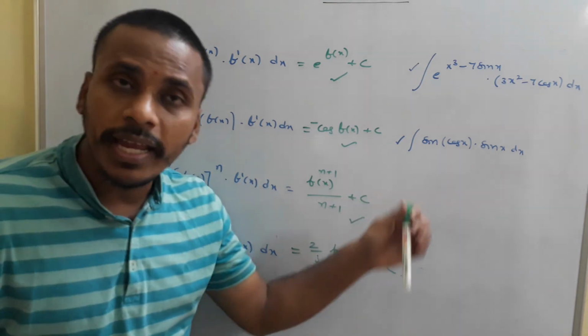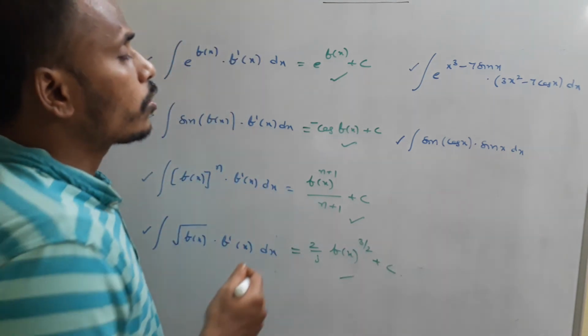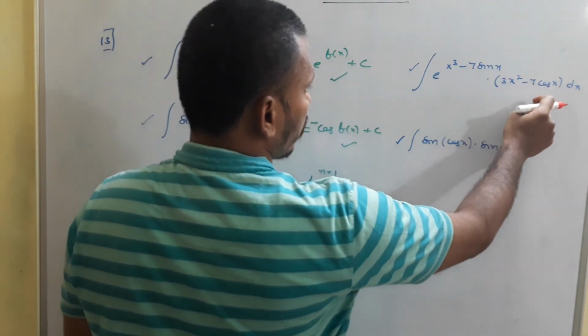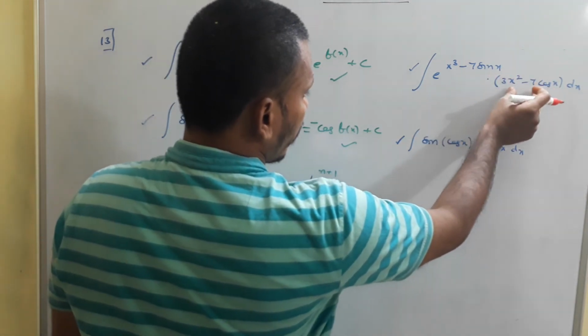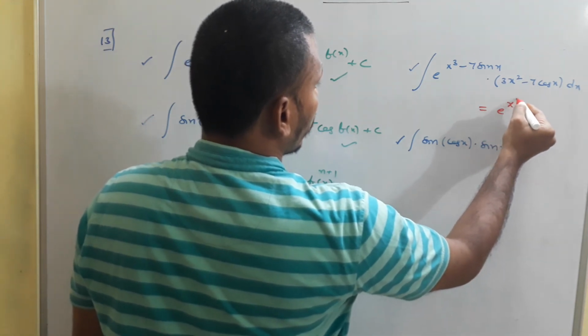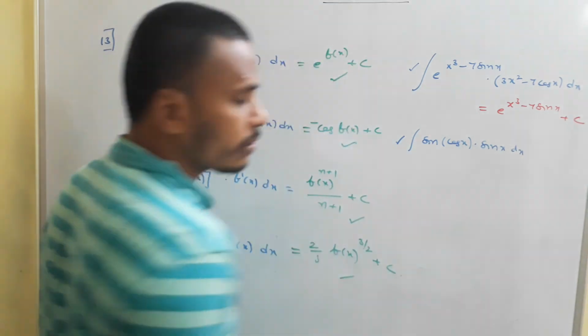Integral of x cube minus 7 sin x into 3x square minus 7 cos x dx. So the derivative of x cube is 3x square. The derivative of sin x is cos x. So if this is a function, its derivative is here. So we need to say its answer as e power x cube minus 7 sin x plus c. That's it. That much simple.